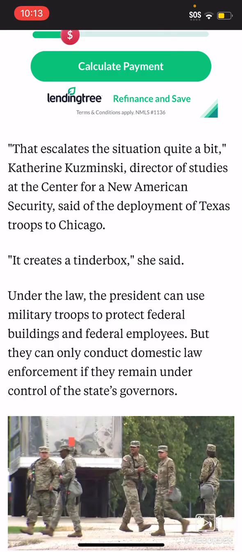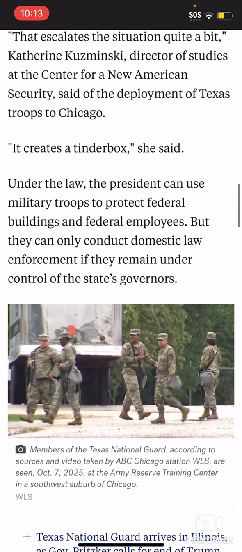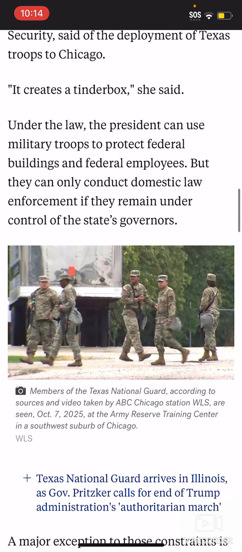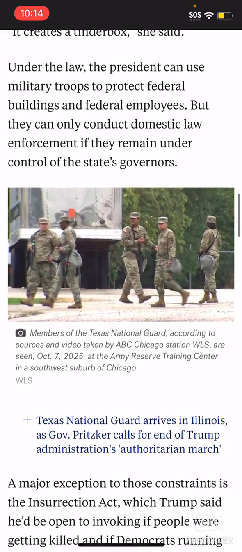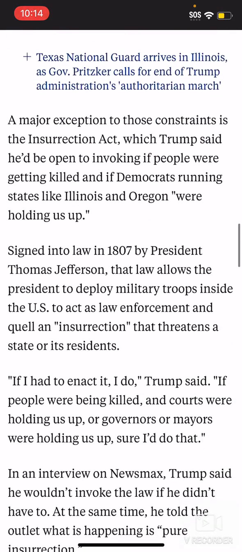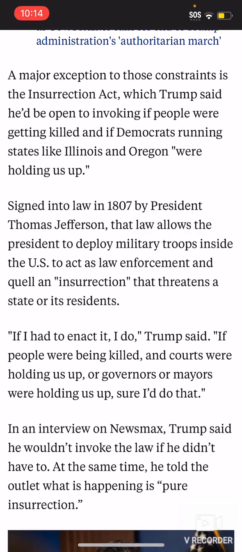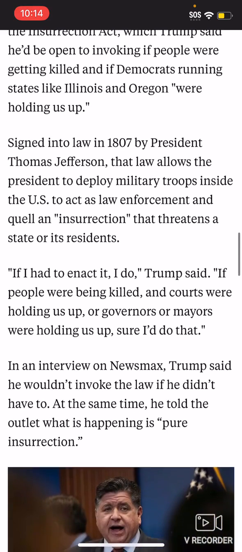All right, Catherine Kosmosky, or however you say her name, director of studies at the Center for a New American Security, said that the deployment of Texas troops to Chicago creates a tinderbox, she said. Under the law, the president can use military troops to protect federal buildings and federal employees, but they can only conduct domestic law enforcement if they remain under the control of the state's governors. It says a major exception to those constraints is the Insurrection Act, which Trump said he'd be open to invoking if people were getting killed and the Democrats running states like Illinois and Oregon were holding us up.